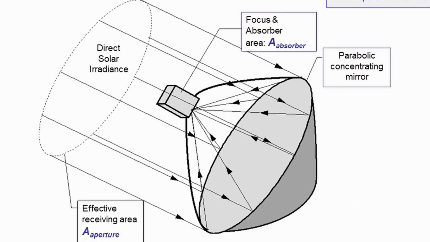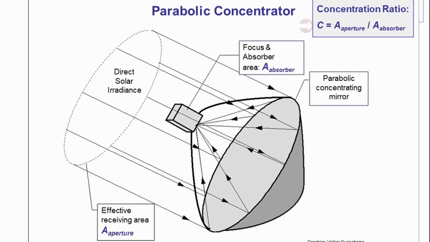So we have the effective area. The irradiance is then reflected on the focus area here. Here the absorber area could be a point or could be an area. According to that, here you see we have the concentration ratio.